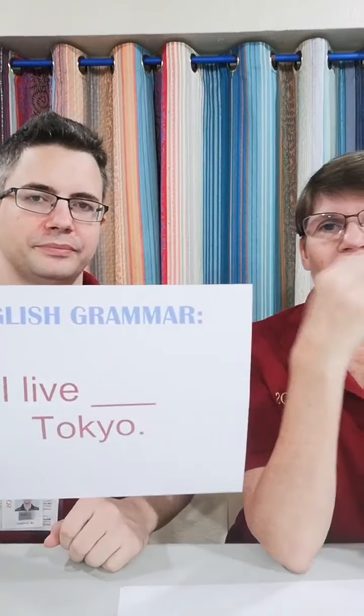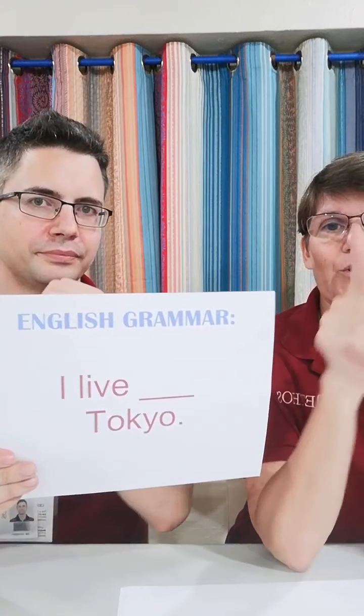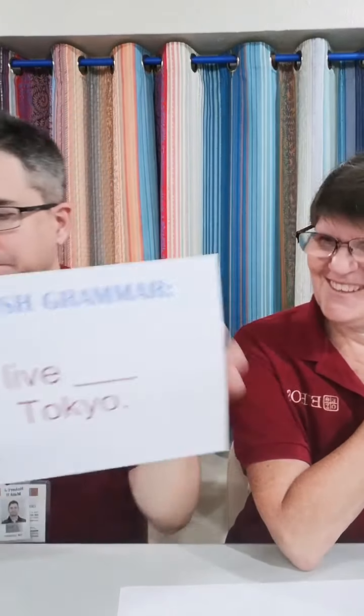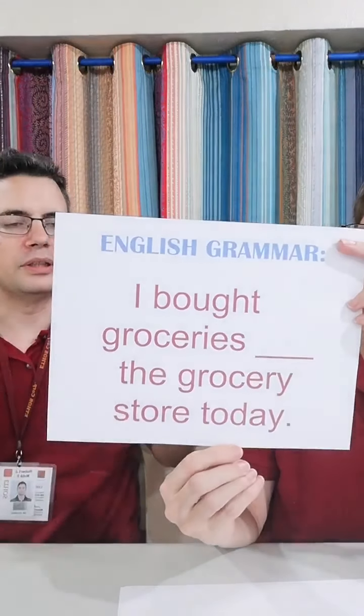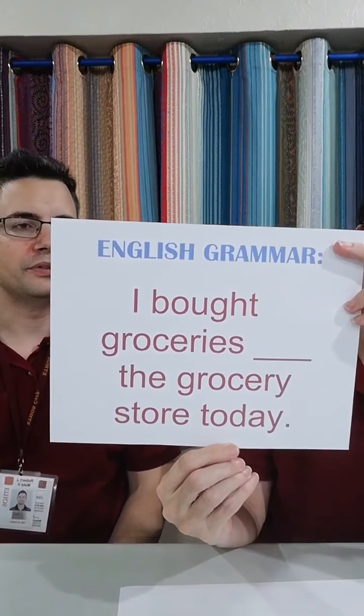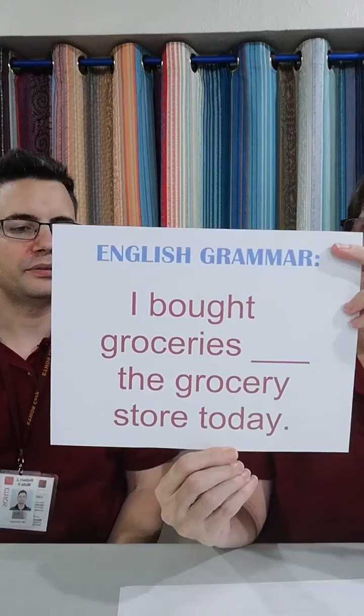Okay, so we don't actually live in Tokyo. We live in Cebu. You live in Japan. Okay. All right. Okay, here we go. All right. Oops, sorry. I bought groceries. Got in, at, or on the grocery store today. Let's see. I bought groceries.